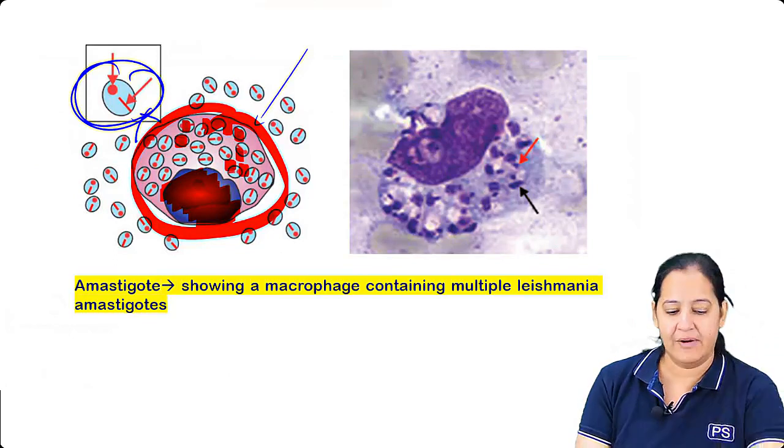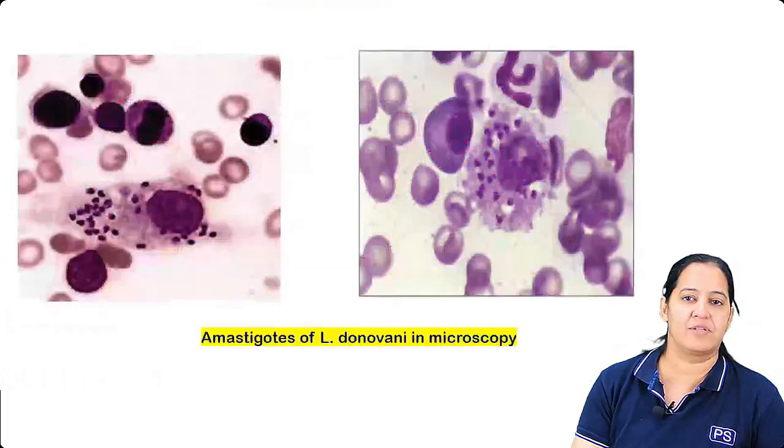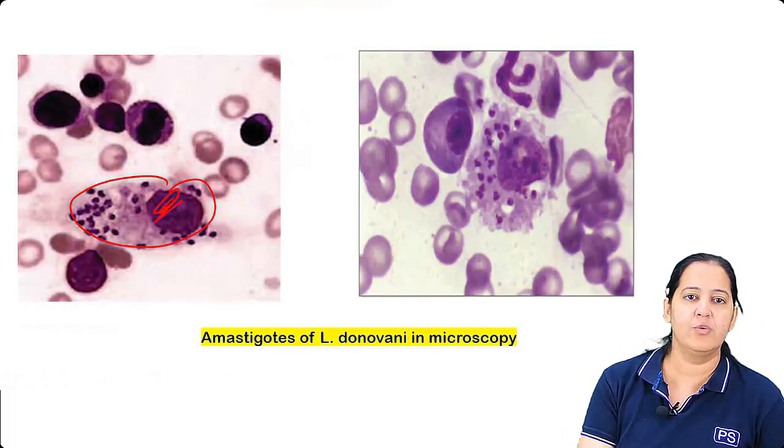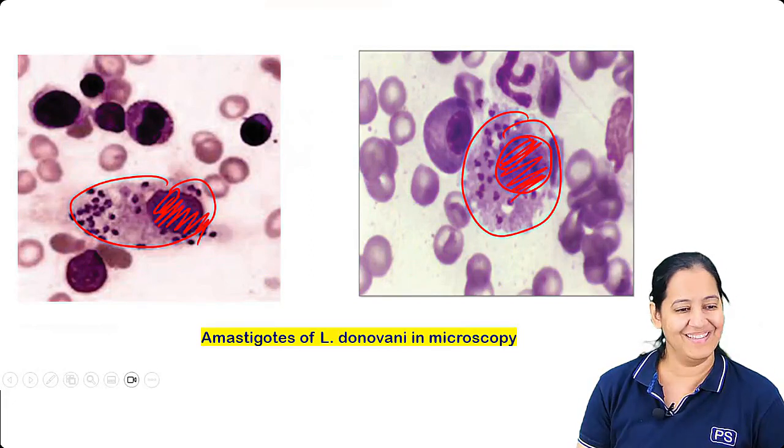But in the real diagram, it's like this. You can see the macrophage, you can see the nucleus, see the dot-like structures. Okay? Alright?